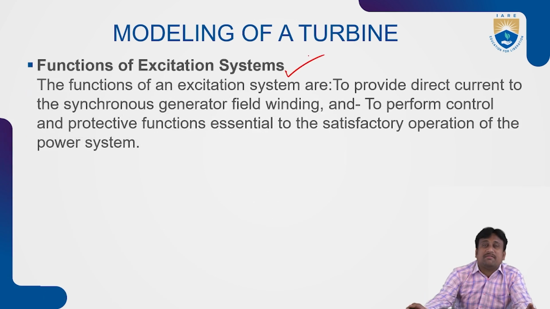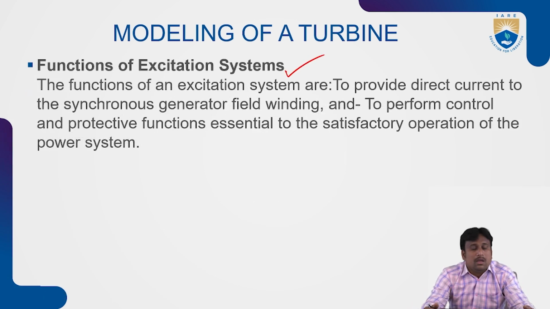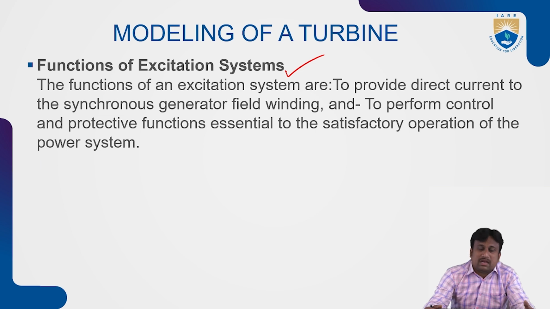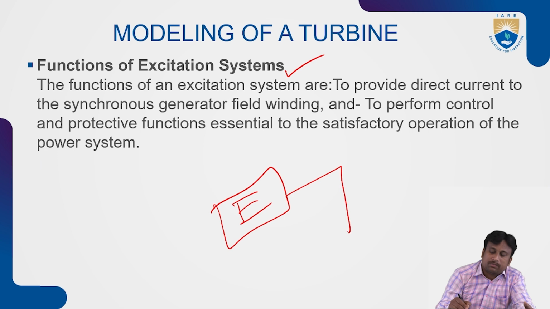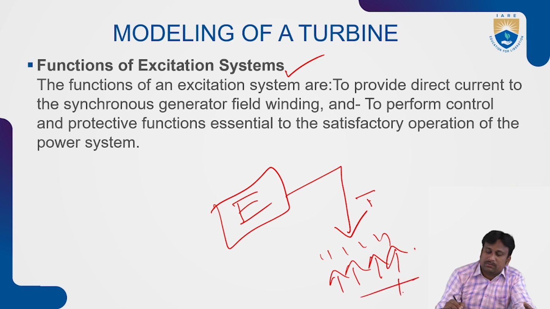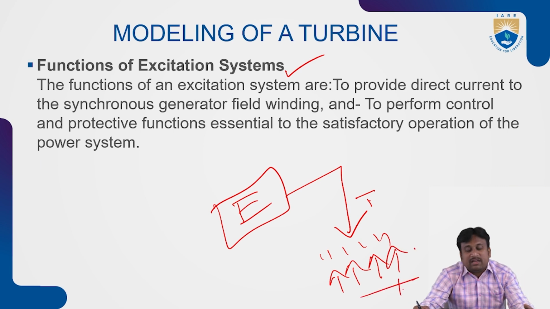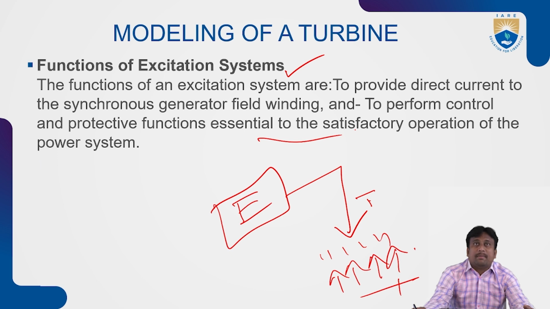What are the functions of the excitation system? It plays a key role. Based on the excitation system, we decide whether the response obtained from the turbine model increases or decreases. So this model has more impact, and the functions of the excitation system are considered here. That is, to provide direct current to the synchronous generator field winding, and to perform control and protective functions which are essential to the satisfactory operation of the power system network.